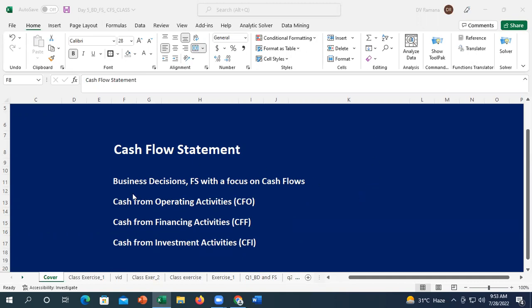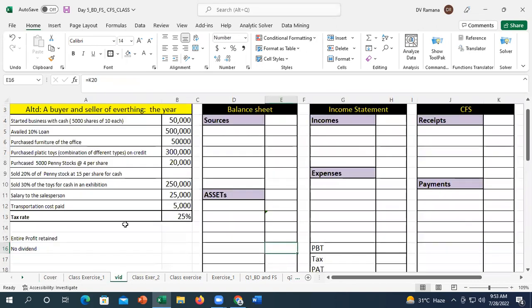We'll continue to understand the cash flows by observing business decisions and converting those decisions into financial statements and deriving the different cash flows as required by the Ind AS 7. And so for that, let us take an example here.